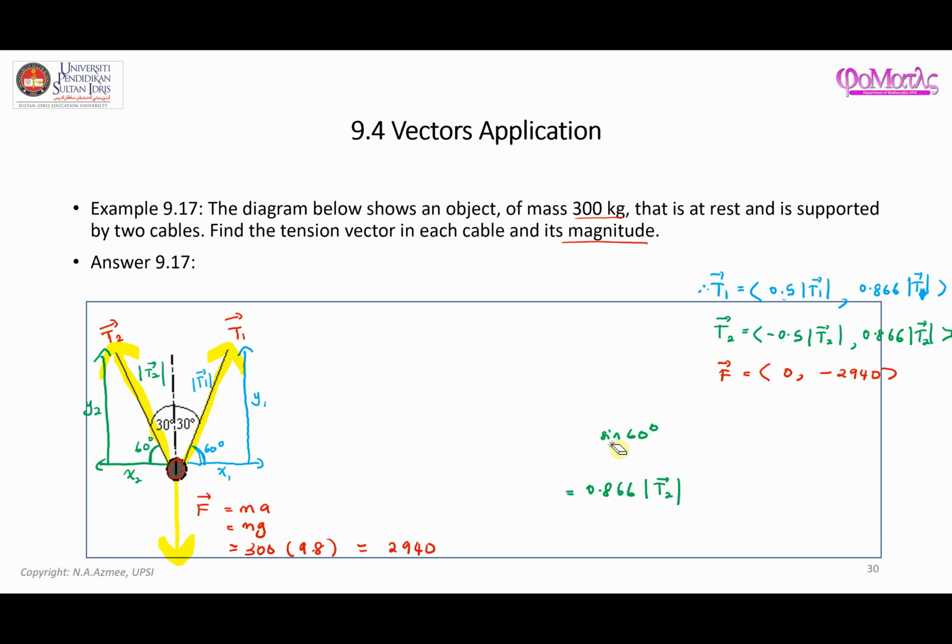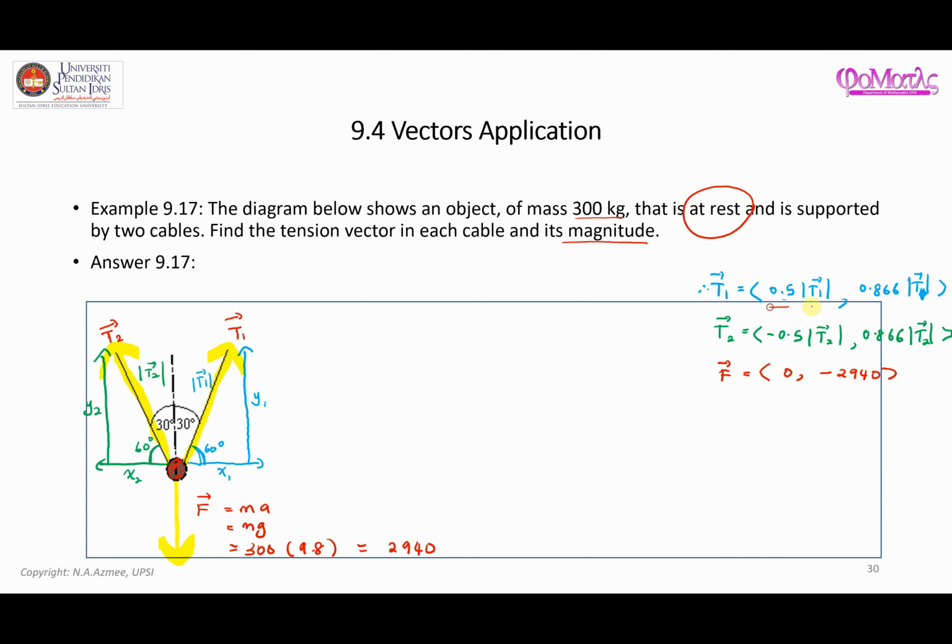Okay, now I hope that you notice the statement given in this example here, which says that the mass is at rest. So what is the meaning of that? That means the forces that act on it are balanced, or in other ways, we can say that if I consider the x component here, if I add up all the x components, the result is going to be equal to 0 because the mass is resting here.